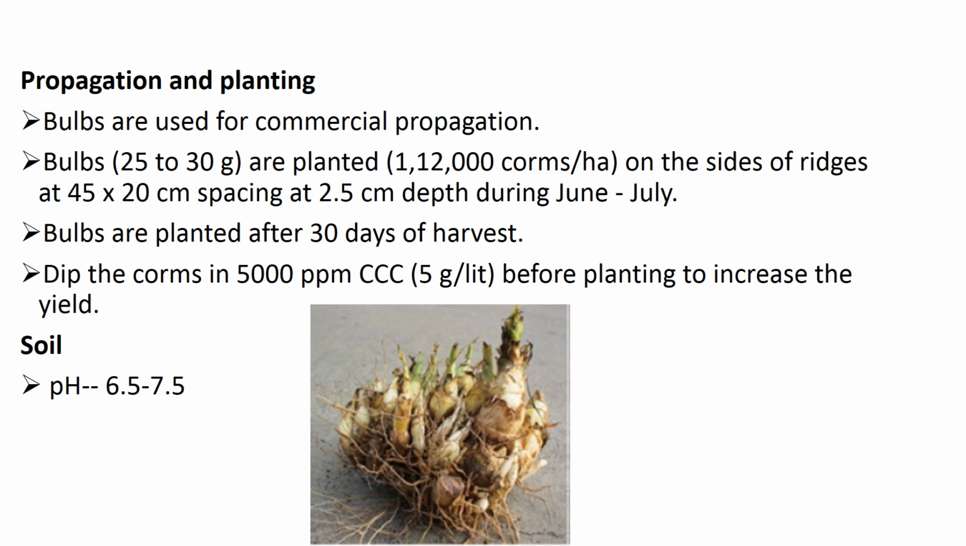Then comes bulbs. Bulbs are planted after 30 days of harvest, and before planting the bulbs should be dipped in 5000 ppm CCC. Then the question comes, what is CCC? CCC is chlormequat chloride, which is an artificial gibberellic acid. It is a biosynthesized gibberellic acid prepared in industry. So before planting we should dip in CCC so that the yield will increase.